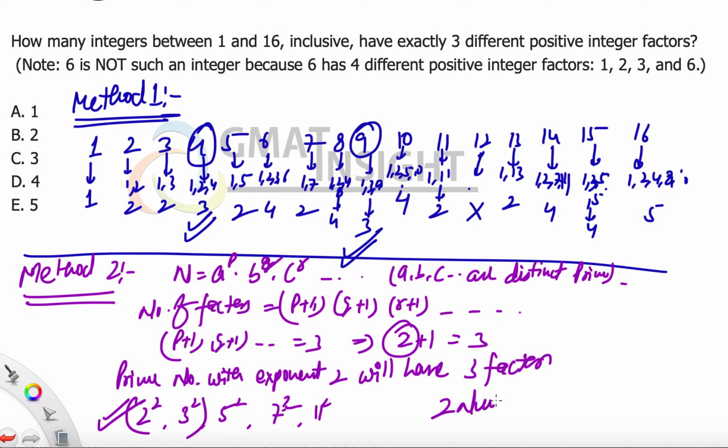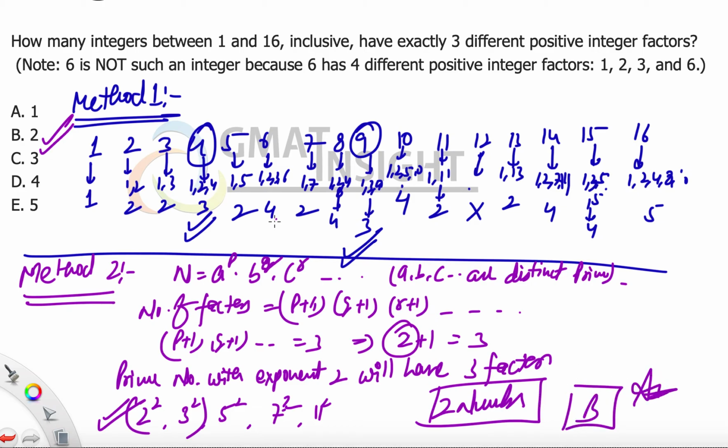So only 2 numbers satisfy the condition. Answer becomes option B. So that's how we can answer this question in 2 ways. In fact, from the first method as well, you can make an observation that the commonality between 4 and 9 is that they are squares of a prime number, and therefore they have 3 factors. In fact, all the perfect squares only have an odd number of factors. But in case of an odd number of factors, there may be 5 factors as well. Since the question was talking about exactly 3 factors, it has to be the square of a prime number essentially.